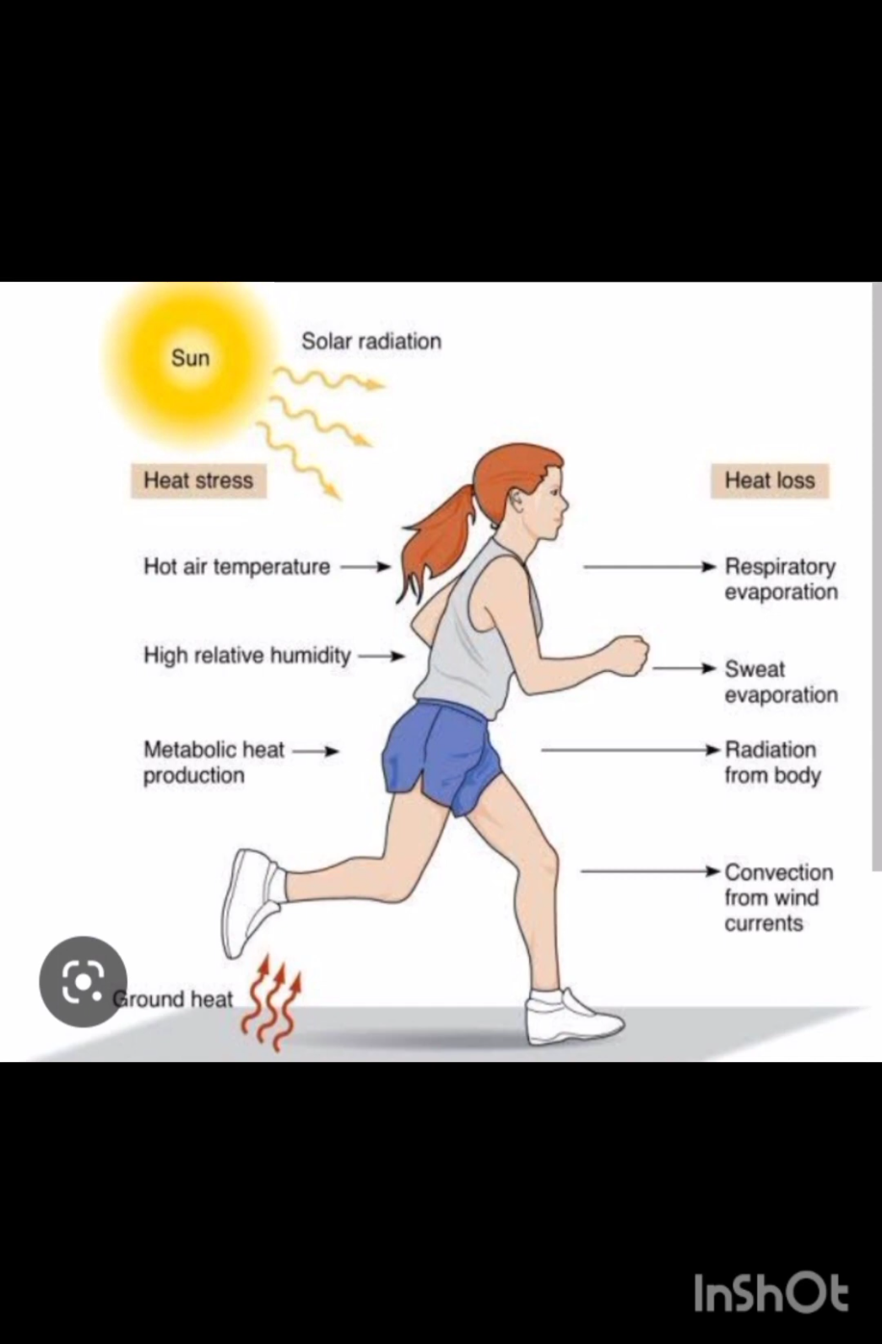On the other side, heat loss occurs through respiratory evaporation. Through respiratory evaporation means when we exhale air, some amount of fluid goes out in the form of evaporation, and also through sweating and radiation from the body.